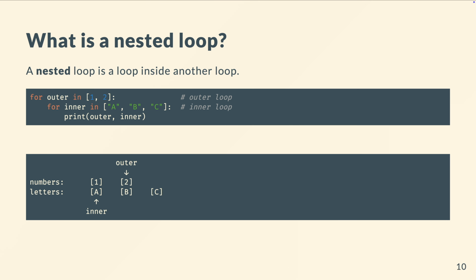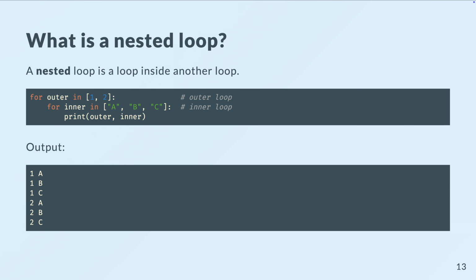So the next print is 2A. Then inner moves to B. So we print 2B. Inner moves to C. So we print 2C. Now we see the full output. It prints 1A, 1B, 1C, and then 2A, 2B, 2C. Remember the pattern. Outer first, and inner for each outer.